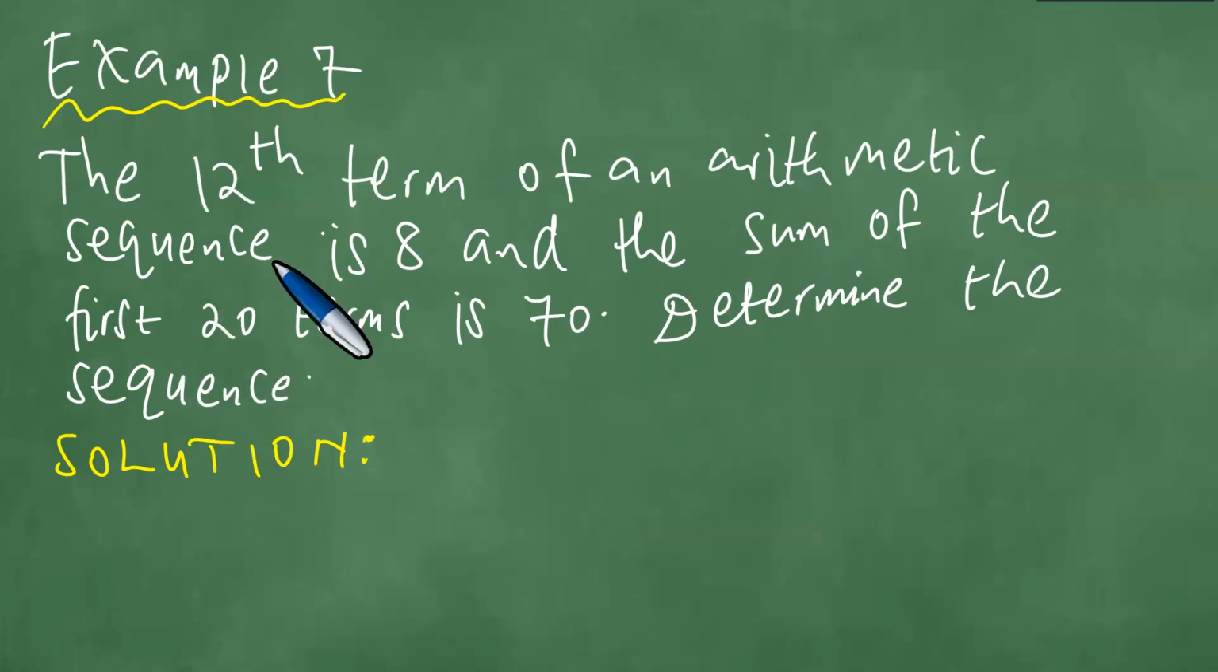Right. The 12th term of an arithmetic sequence is 8, and the sum of the first 20 terms is 70. Determine the sequence. Let's look at this one. If they are saying the 12th term, one is looking at the fact that Tn is a plus (n minus 1) into d.